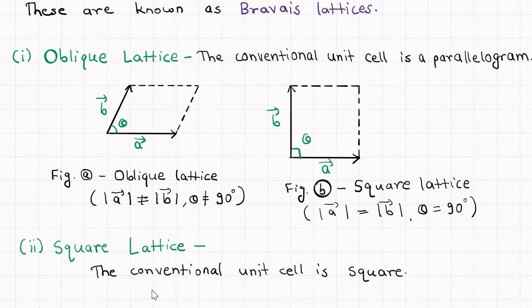Next is square lattice. Figure B shows the square lattice. In this type, mod of vector A is equal to mod of vector B and the angle between them is 90 degree. The conventional unit cell for square lattice is square.